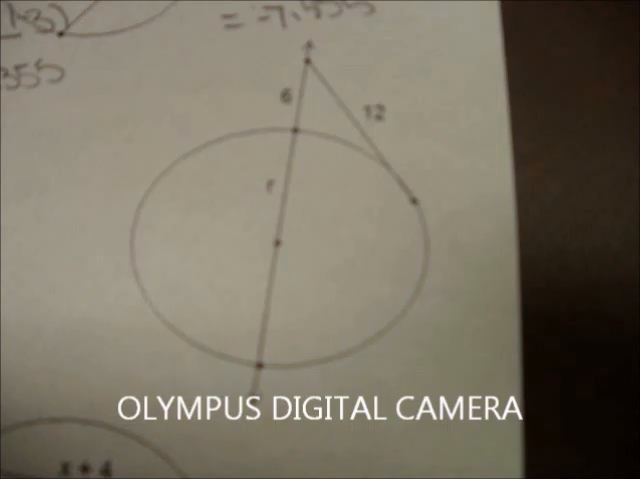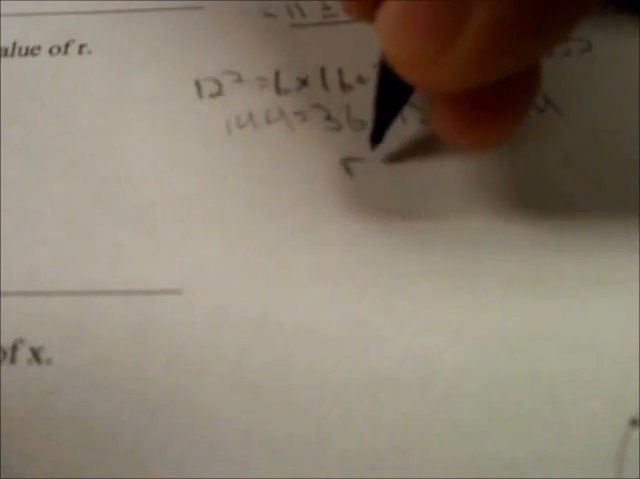For question 4, we're going to find the value of r with the tangent line and a secant. So you get 12 squared equals 6 times (6 plus 2r). So you want to factor it out and get 144 equals 36 plus 12r. So once you solve that, you get r equals 9. So that'd be your answer.